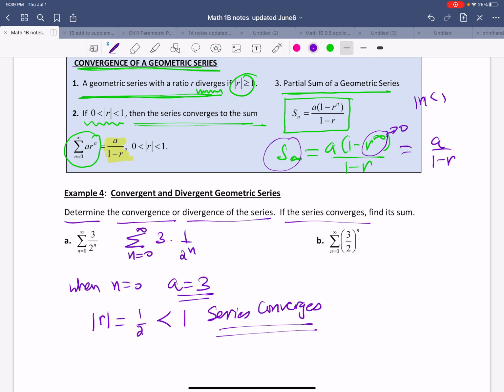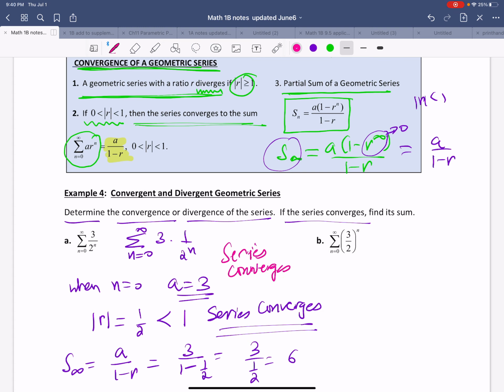Now we want to find out what it converges to. So the sum of infinite terms is going to be a over 1 minus r. And we just found a is 3 and r, the common ratio, is 1/2. So 3 over 1 minus 1/2, which is 1/2, turns out to be equal to 6. So that means this series converges to 6. If you go ahead and add many terms of this series, the sum is going to be closer and closer to 6 as you're considering more and more terms.